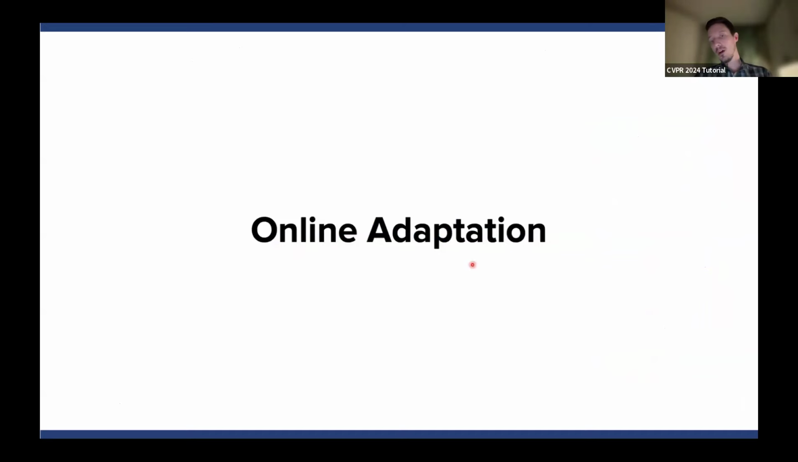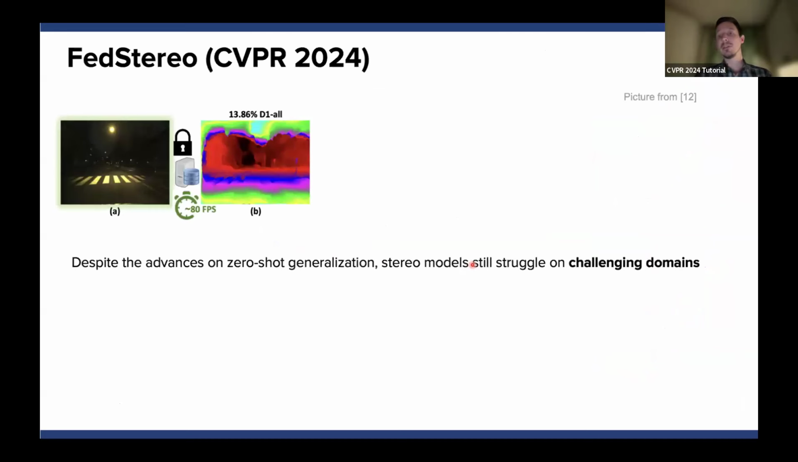Now I'll move very quickly to online adaptation, just to provide you an example about this second family of approaches. And in particular, I will introduce our latest work on the topic that should have been, of course, presented as a poster at CVPR. But since we are not there, unfortunately, feel free to drop us an email to ask any question, or feel free to watch our video on YouTube.